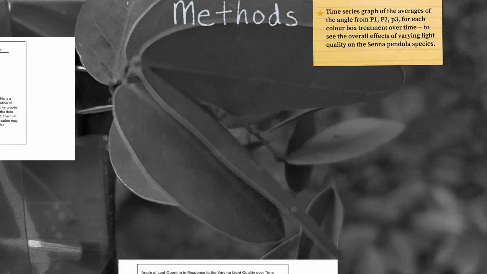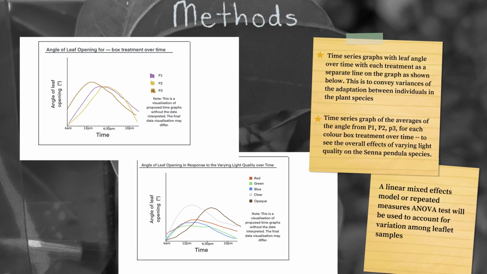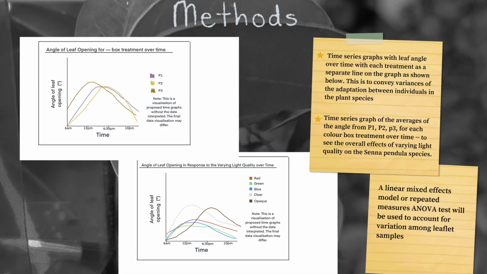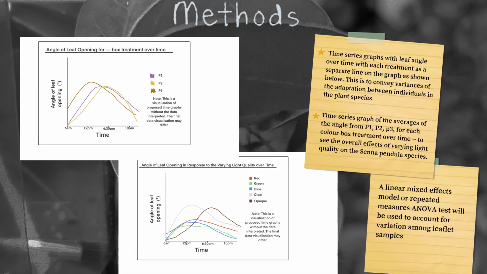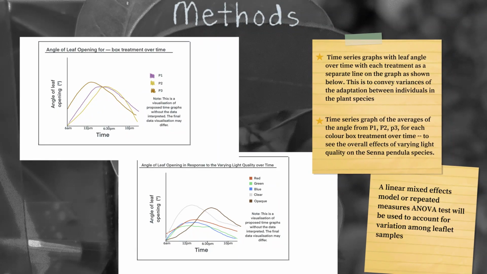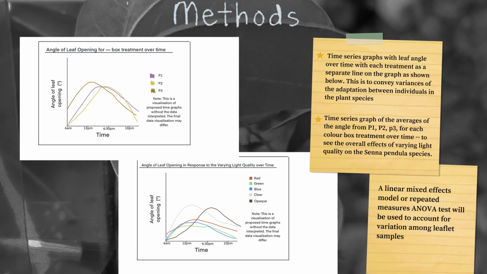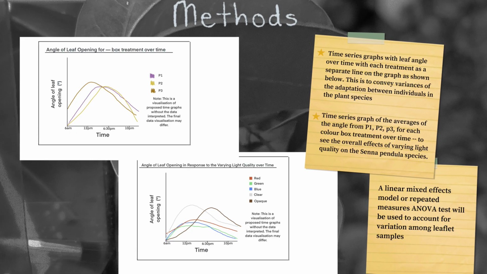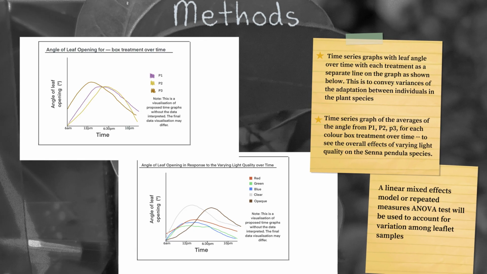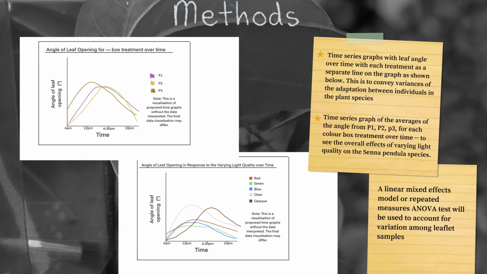In R software, the data will be interpreted with time series graphs with leaf angle over time with each treatment as a separate line on the graph, as shown below. This is to convey variances of the adaptation between individuals in the plant species. Another time graph would be getting the averages of the angle from P1, P2, P3 for each color box treatment over time. This is to see the overall effects of varying light quality on the Senna pendula species. A linear mixed effects model or repeated measures ANOVA test will also be used to account for variation among leaflet samples.